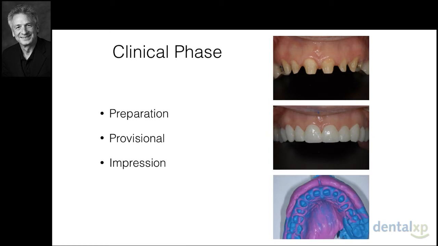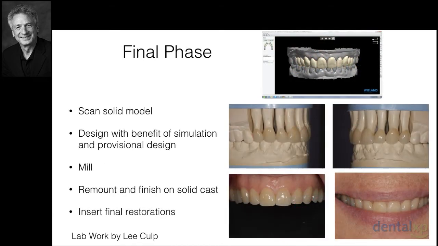We prepared the teeth. We did the provisional by relining it, and we took a conventional impression. Now, this could have been a digital impression, but it was taken with conventional impression materials. And then the laboratory poured it, made a model, digitized it, and once again went from a solid model to a digital, and merged the data sets of the provisional, and even merged some of the data sets from the simulation to give us a predictable outcome.